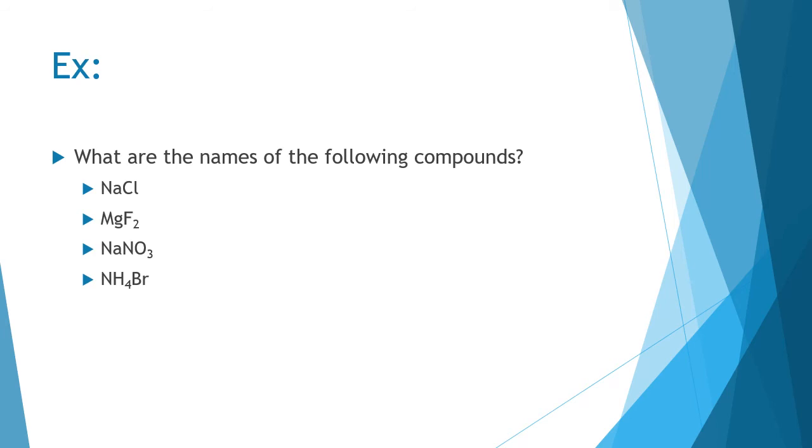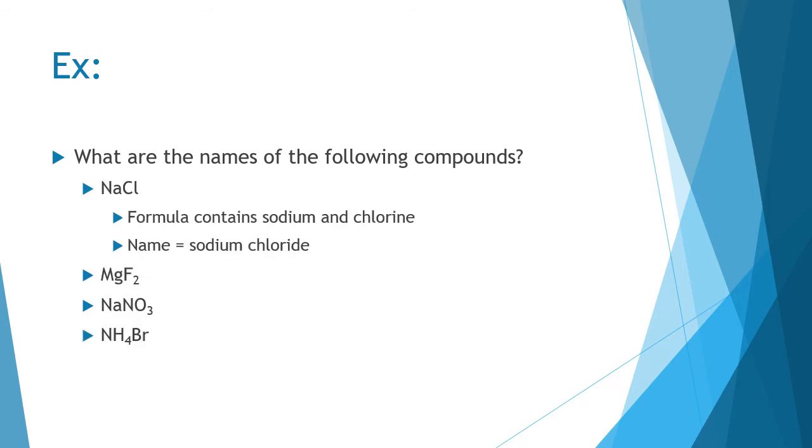So let's do some quick examples, since they will be a little more straightforward. Let's write the names for the following compounds: NaCl, MgF2, NaNO3, and NH4Br. Our first formula, NaCl, contains the sodium and the chlorine atoms. You might remember that the second element gets an -ide ending, and so the name for this formula is simply sodium chloride. Notice there is no prefix that indicates number. The number is assumed because the common charge of sodium is +1 and the common charge of chlorine is -1.